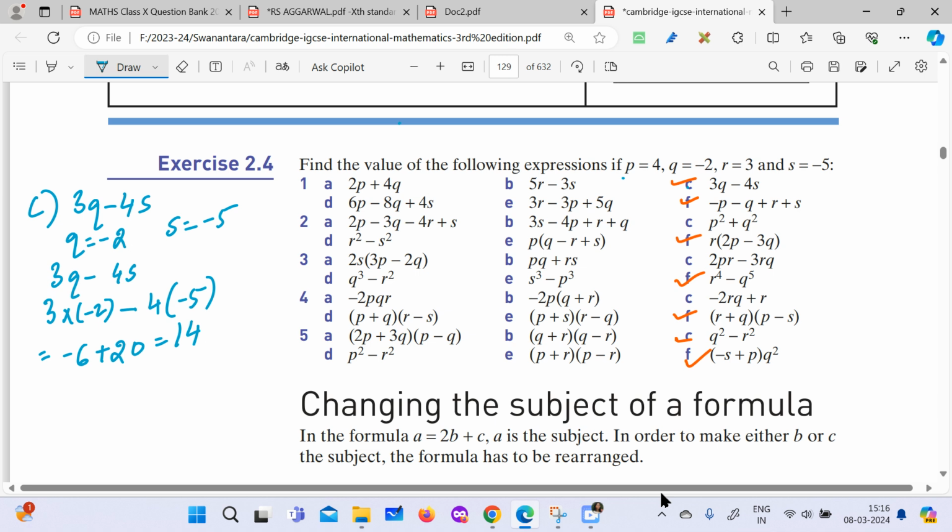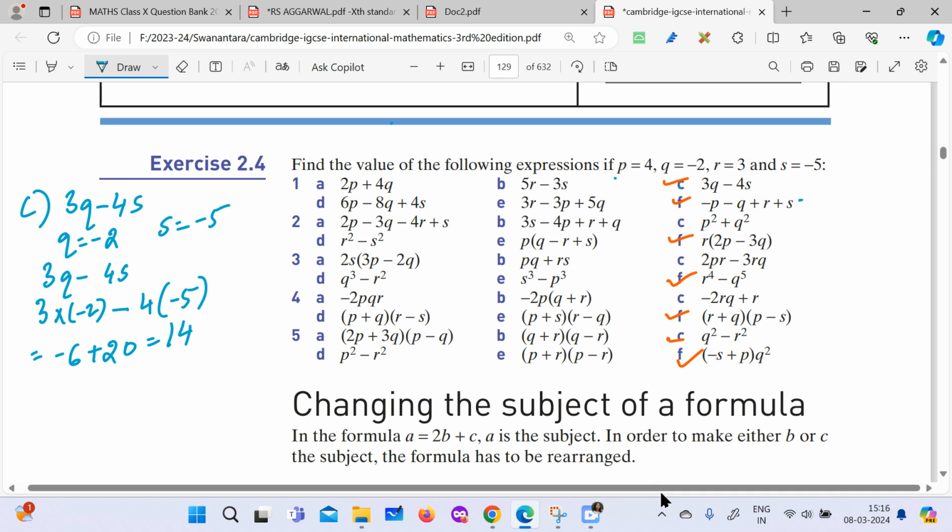Now let's do this one. So I can directly substitute here. P is 4 and this is minus P. So I write minus 4. Then Q is minus 2. So you have to be careful. You have minus sign already and Q value is minus 2. So put a bracket and then put minus 2. Am I right? Clear? Yes.